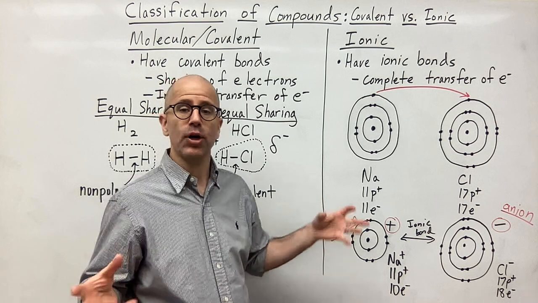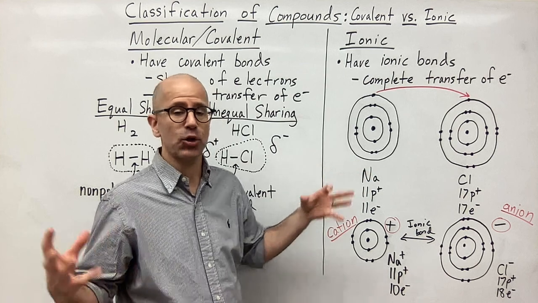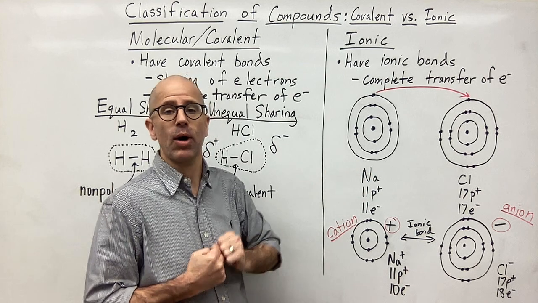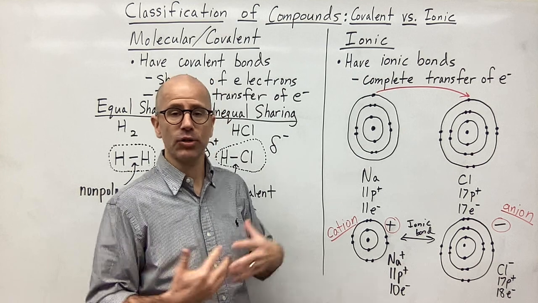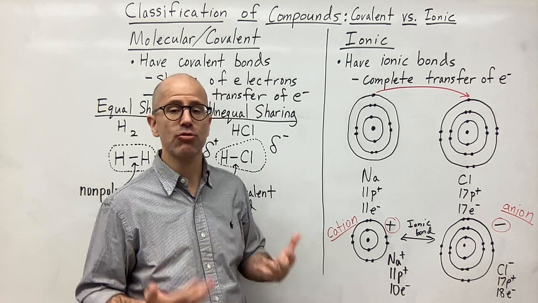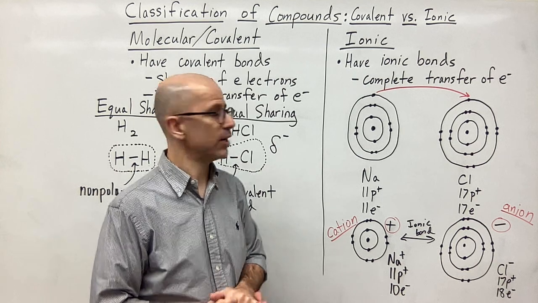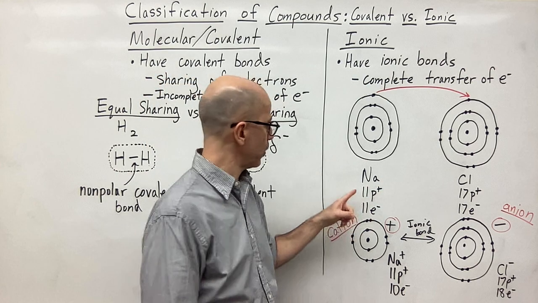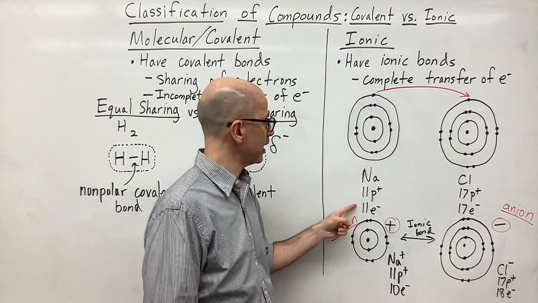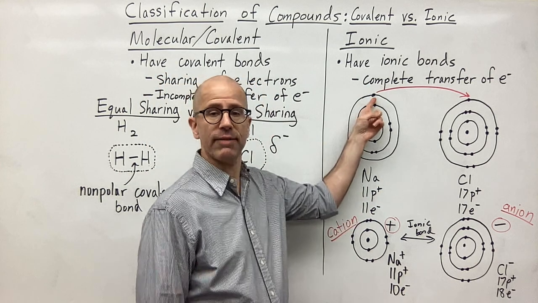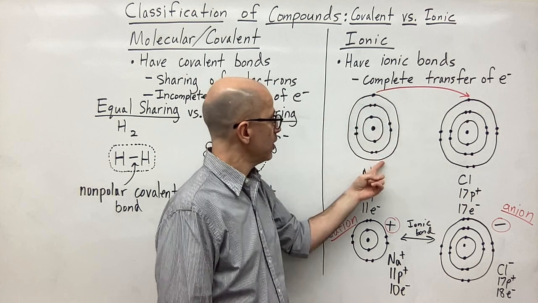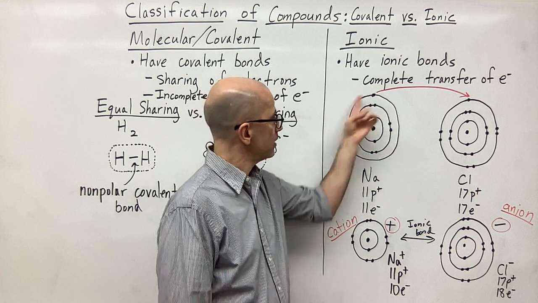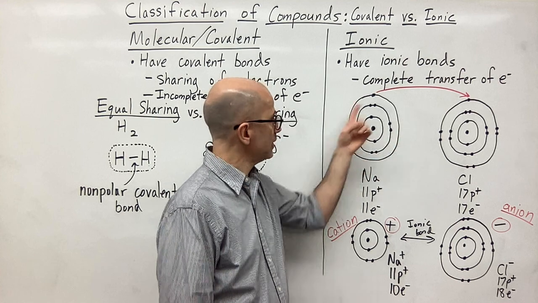So if you put a metal and a nonmetal together, that's a great partnership because the metal wants to give the electron away. The nonmetal wants to take the electron. So it's going to be a complete transfer. They do not share the electron. So here we have sodium with 11 protons and 11 electrons. It has one valence electron, the electron on the outermost shell. So remember, this sodium wants to give away the electron.